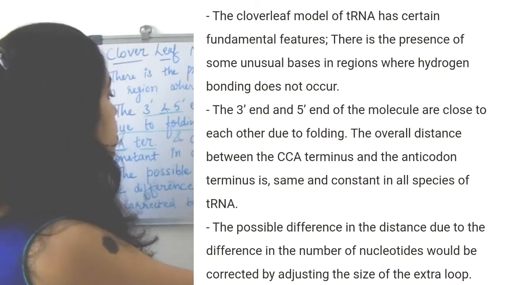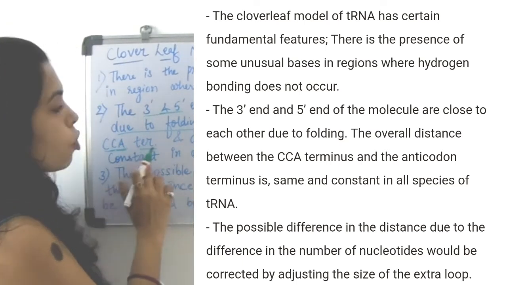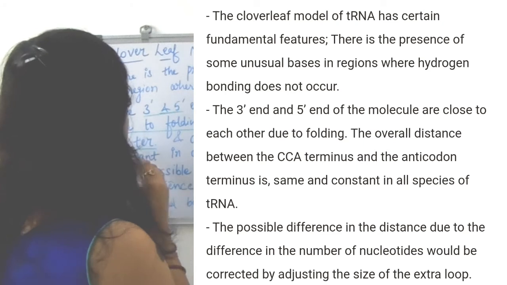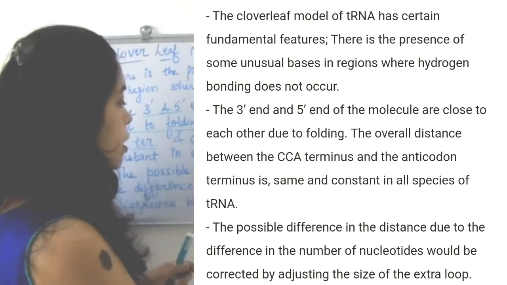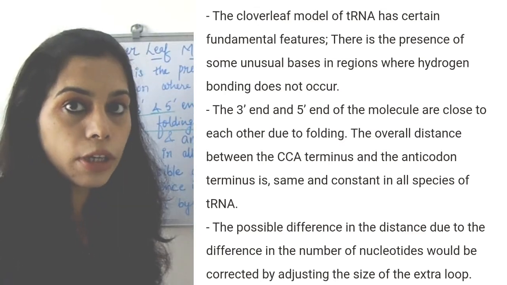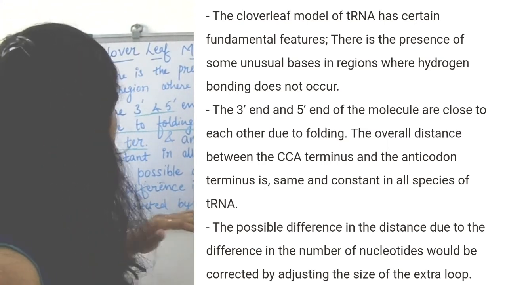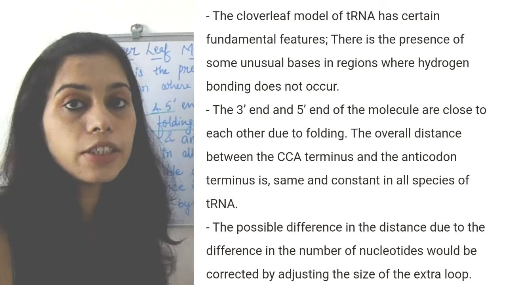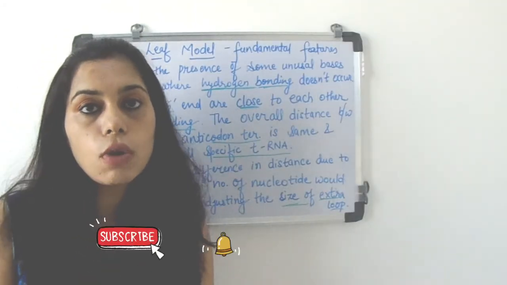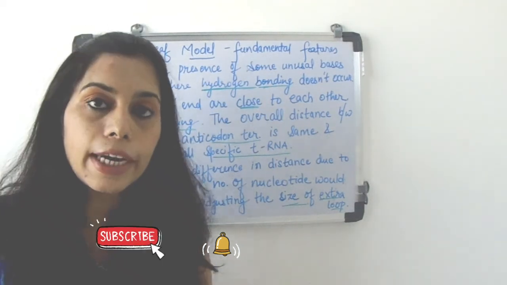The overall distance between the CCA terminus and anticodon terminus is same and constant in all specific tRNA. तो हर tRNA में CCA terminus और जो anticodon terminus है उसके बीच में जो distance है वो constant है और same है. The last point is the possible difference in distance due to the difference in number of nucleotides would be corrected by adjusting the size of extra loop और mini loop. तो extra loop या mini loop के size को adjust करके जो difference है उसको, डिस्टेंस को करेक्ट कर सकते हैं.